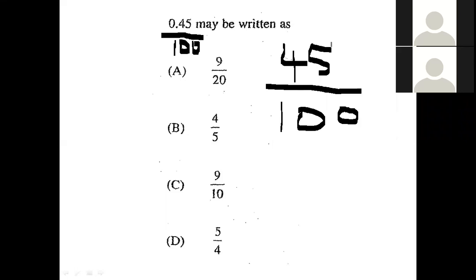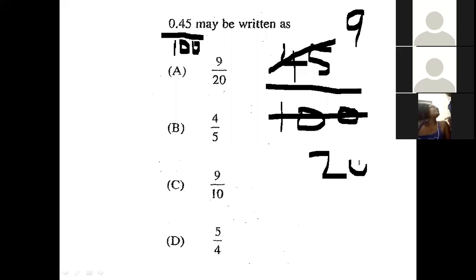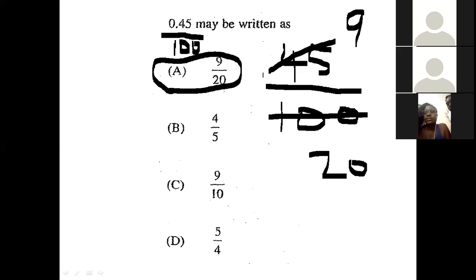We could actually use 5. So 5 in a 45 goes 9. 5 in a 100 goes 20. All right, so the answer there is A. Any questions? All right, so moving on.